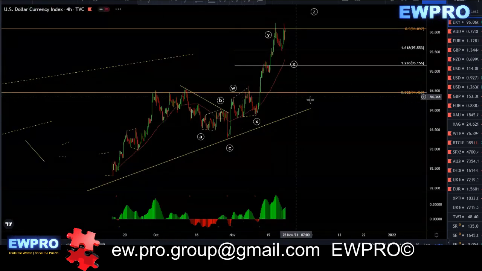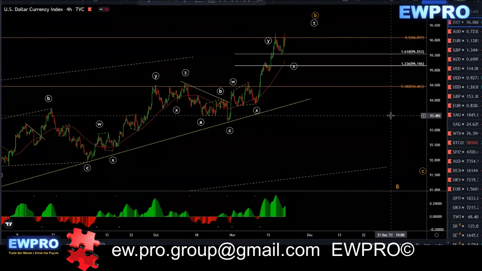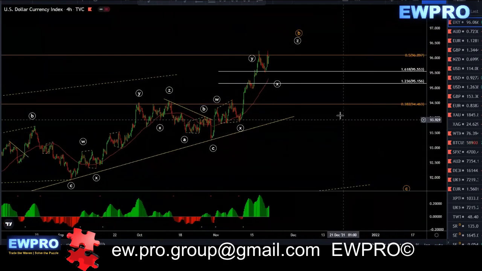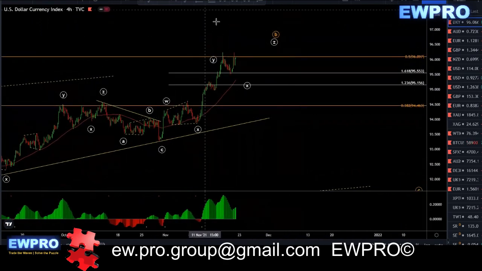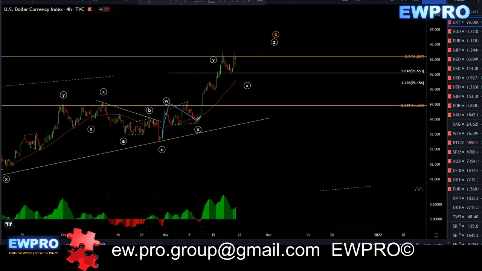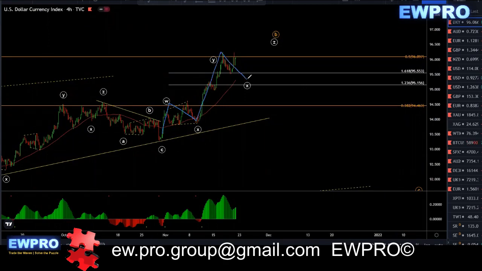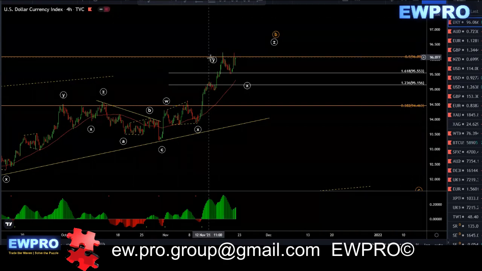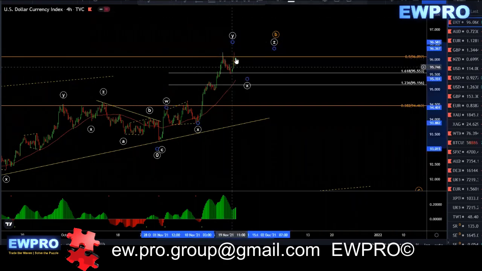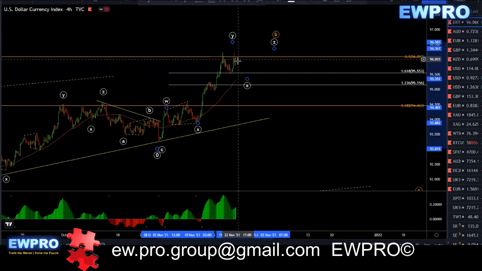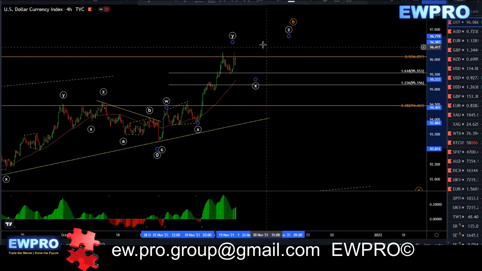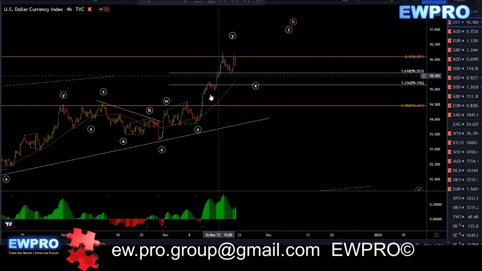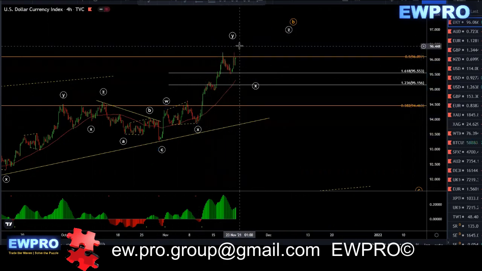But if we go down to the H4, we're looking at this W, X, Y, an X2, and then a Z up. We're still in the wave Y. This wave Y may be still over. We may get a correction in here and then get the X2 and then the Z up. But at this stage, we're still in that wave Y.